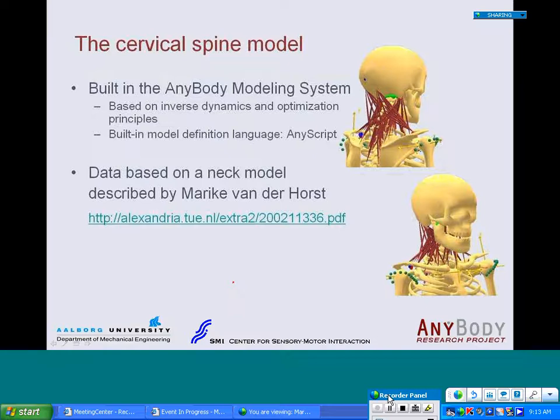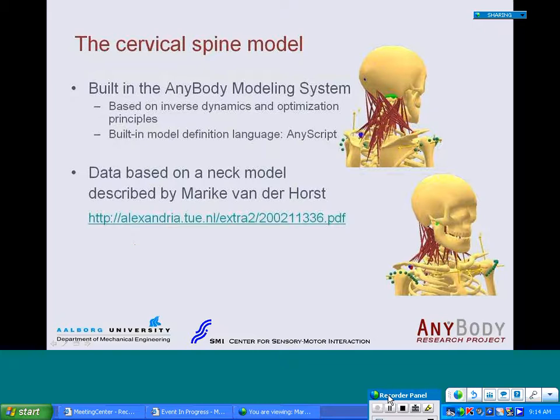Moreover, it also means that this model is not really suitable for explosive movements or very unexpected movement like whiplash situations. But we can use it in more controlled situations, like in ergonomic design or in ergonomic research or pain research.